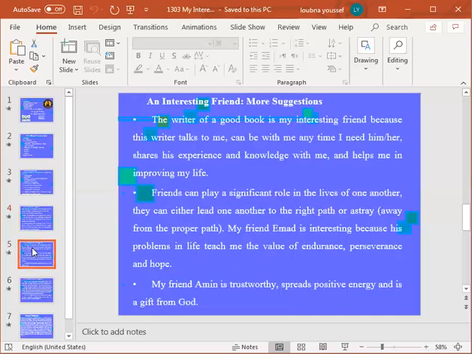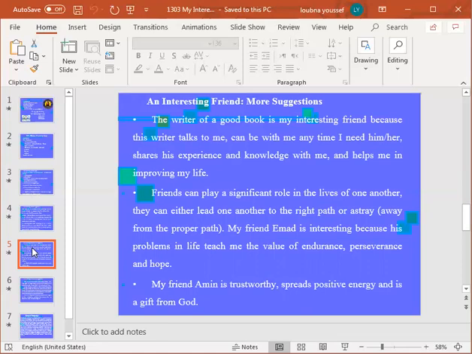Now, here are more suggestions. The writer of a good book is my interesting friend because this writer talks to me, can be with me anytime I need him or her, shares his experience and knowledge with me, and helps me in improving my life. Now, let's count how many controlling ideas this topic sentence has. The writer starts by identifying the interesting friend is the writer of a good book. All right?